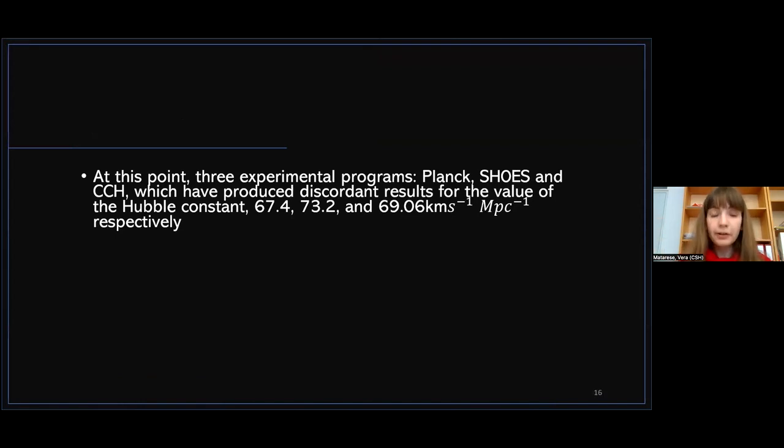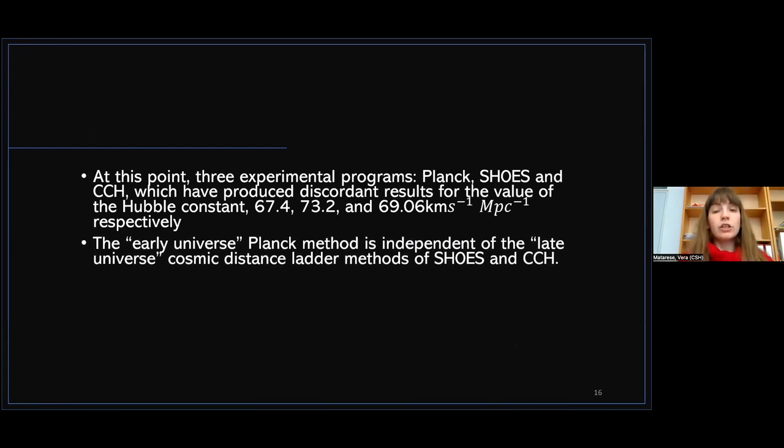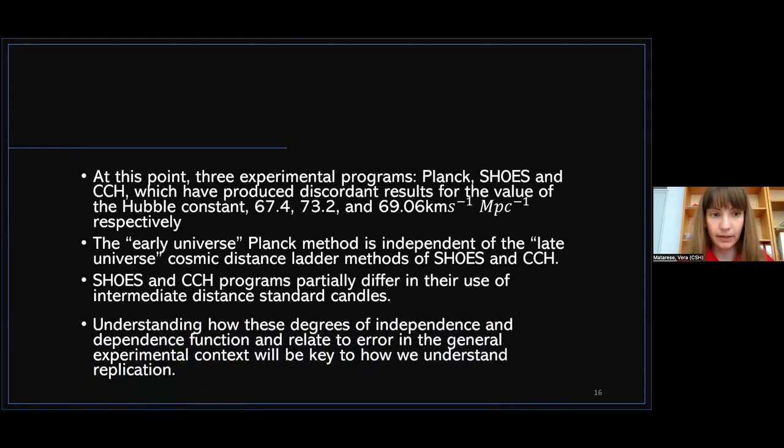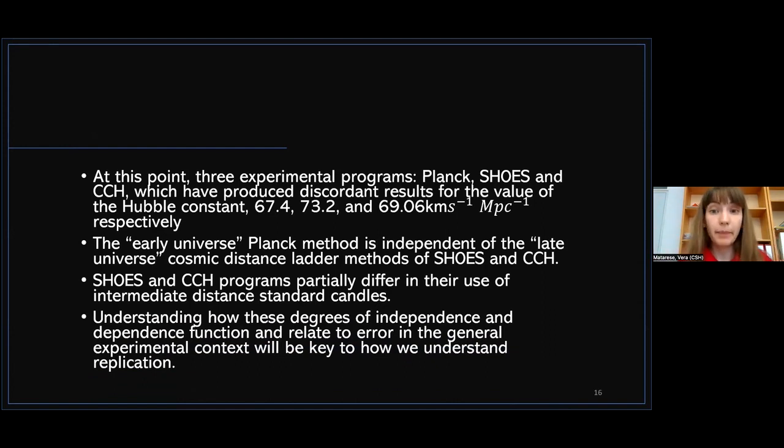At this point, we have three experimental programs, right? We have Planck, we have SH0ES, we have CCHP, which have produced discordant results for the Hubble constant, okay? So here it's important to notice that the early universe Planck method is highly independent of SH0ES and CCHP, which are based on late universe cosmic distance ladder methods. And then SH0ES and CCHP are just partly independent. They are using the same standard candles for larger distances, differing just in their use of intermediate distance standard candles. Right? And understanding how these degrees of independence and dependence function is actually the key to understanding the roles of replication.